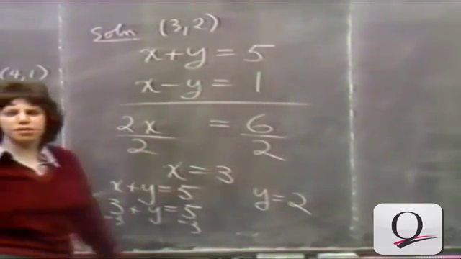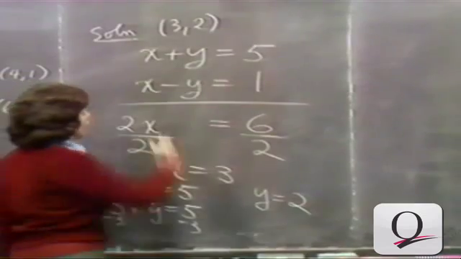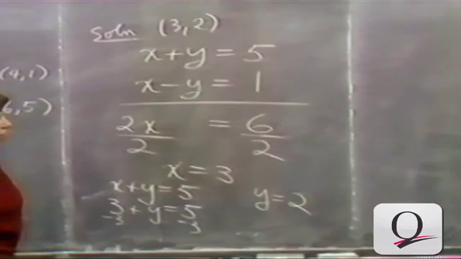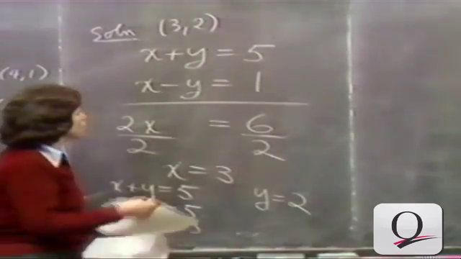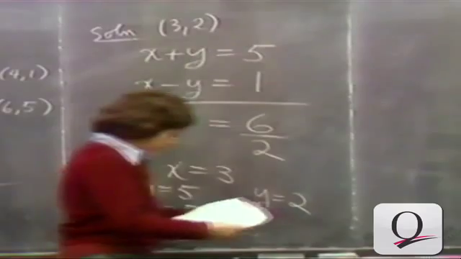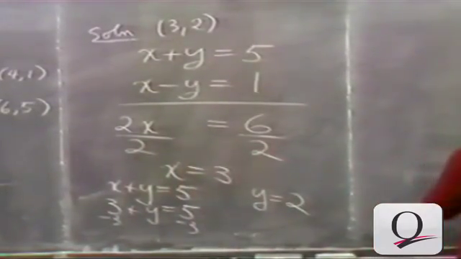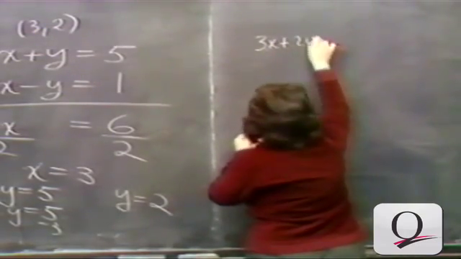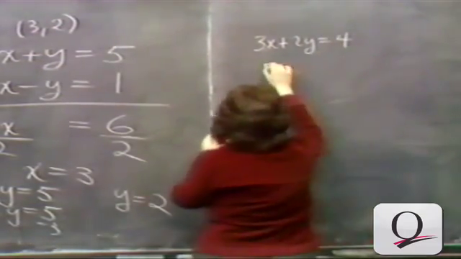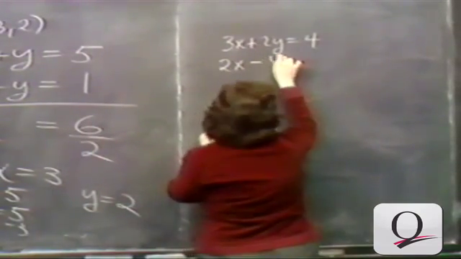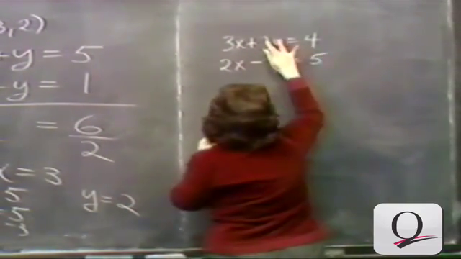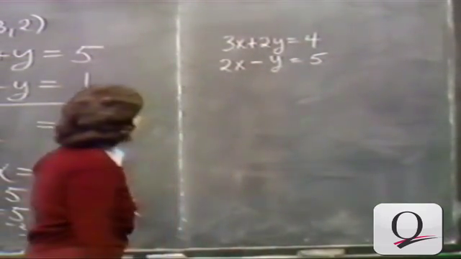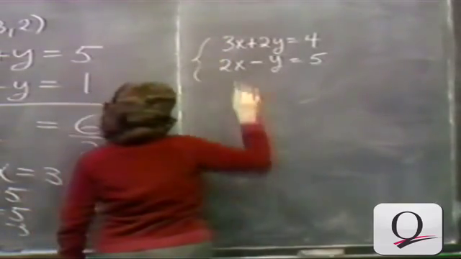Now, this was a particularly simple problem, because when we added the two equations, the y's dropped out. We're not always that lucky, but there's always something that we can do to eliminate one of the variables. Let's consider another problem. 3x plus 2y equals 4, 2x minus y equals 5. Here we have a system of equations. We would like to solve it simultaneously.